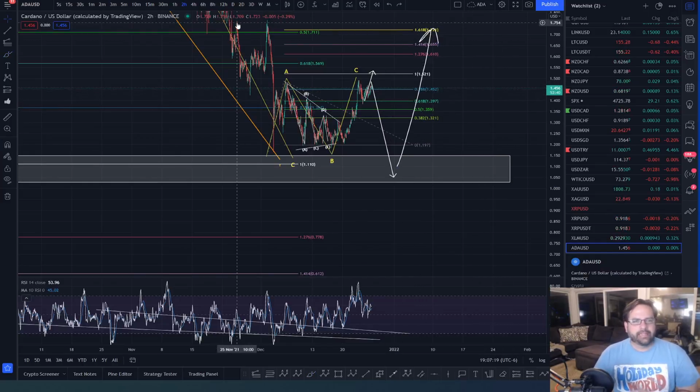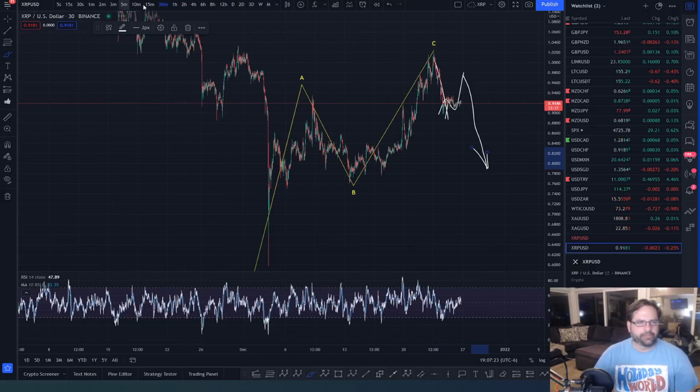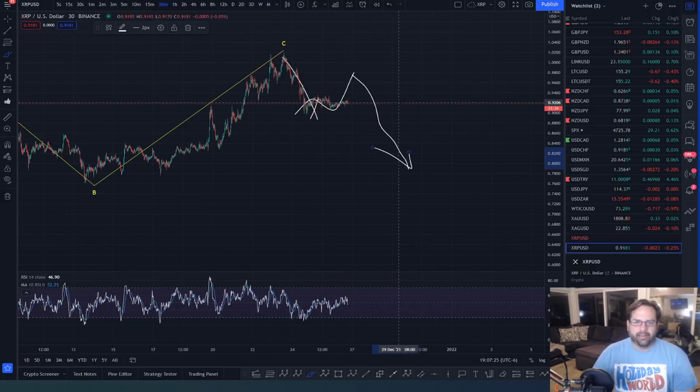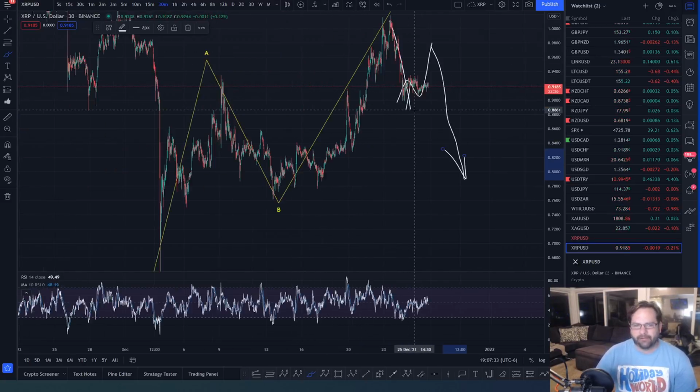Okay, let's take a peek at XRP. I think a lot of people are interested in XRP. Yeah, so XRP is kind of one of those waves that look more like it needs to go hit the high first. It needs to go up here and hit the high first.